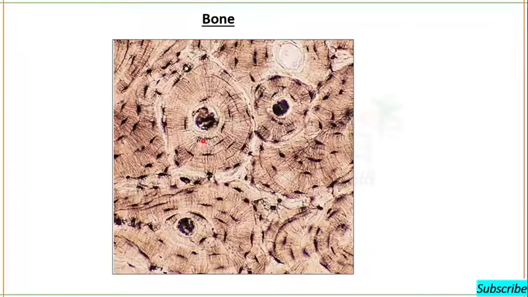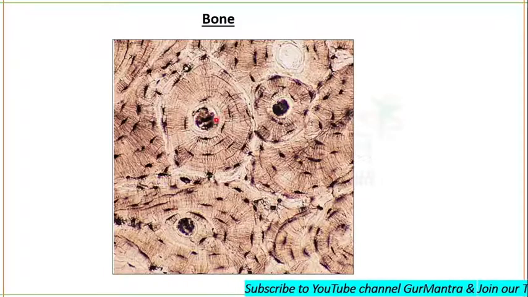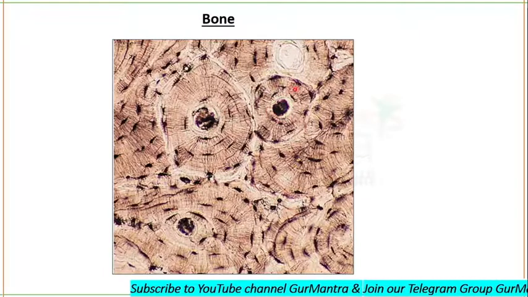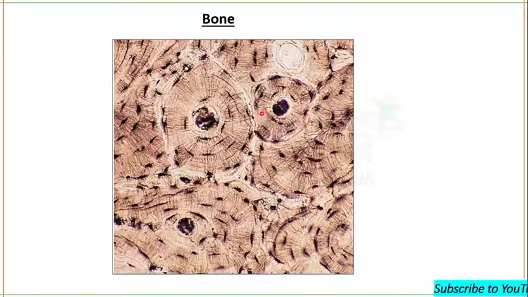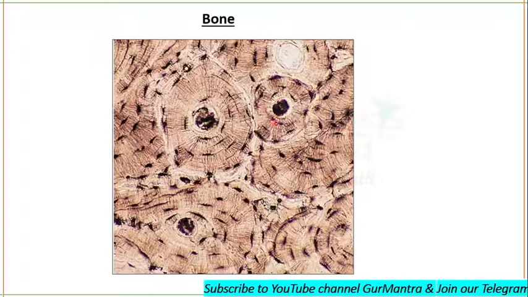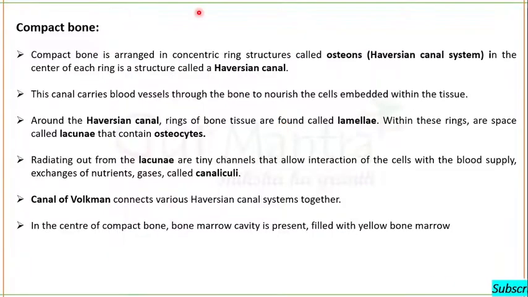This is the structure of a bone. This is the Haversian canal, you will know about it. This ring is a lamella, another ring is a lamella. The space between these lamellae is what we call lacunae, and the cells and fibers are embedded in this particular space.